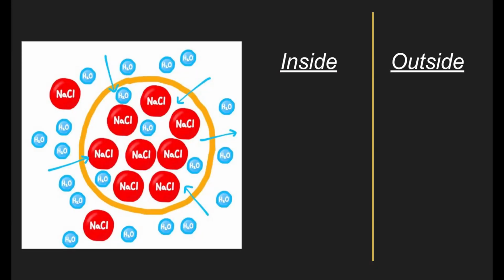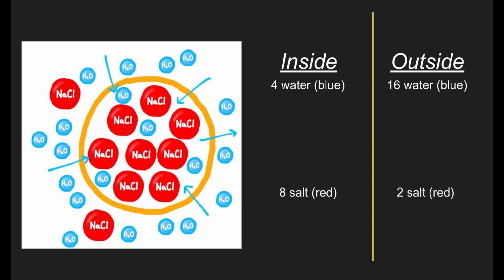Okay, let's do another one here. Just like last time, we're going to count how many water molecules and salt molecules are inside and outside the cell. So inside, there's 4 water molecules, 4 blue dots. There's 8 red dots, so those are the salts. Outside, there's 16 water molecules and 2 red dots, 2 salts. So now we ask ourselves, which side has more solute and which side has less solute? And remember, in this case, the salt is our solute. Water is always the solvent.